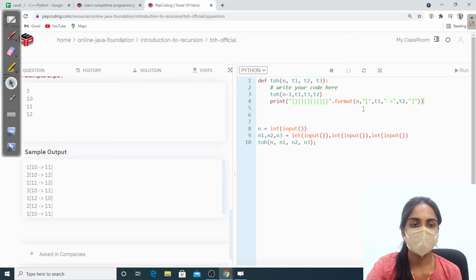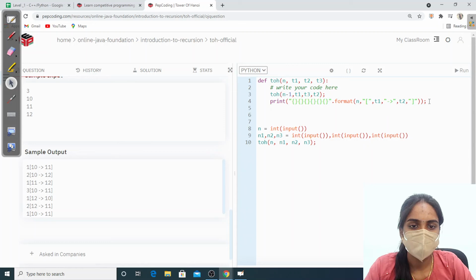That is, first we are giving the n, then it will be an open bracket. Here it will be an open bracket. Tower 1, then arrow mark, tower 2. Okay, fine, tower 2. Then it is closed. We are also closed here. Okay. Okay, fine.